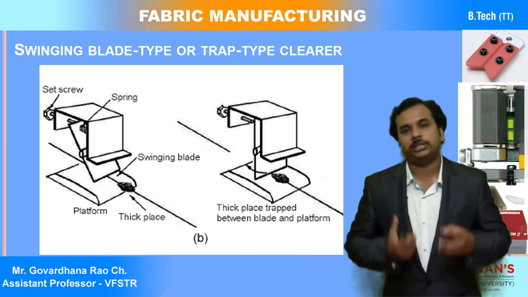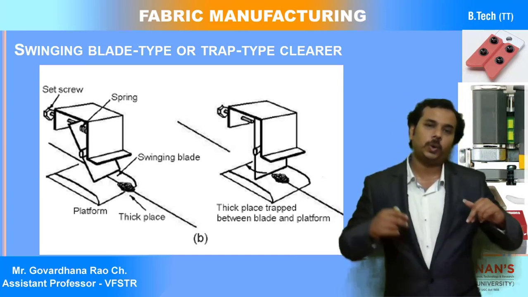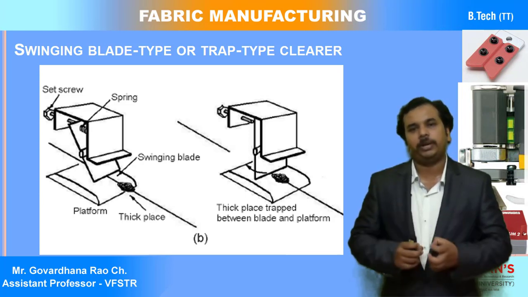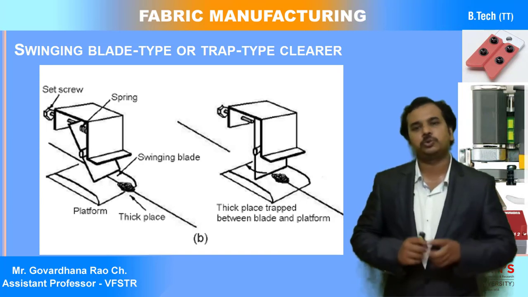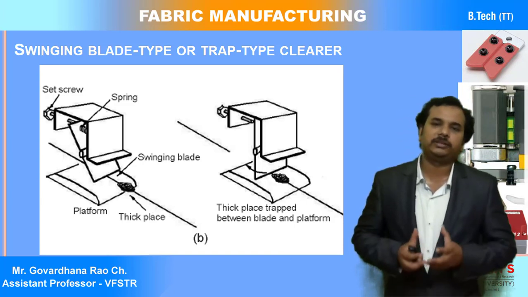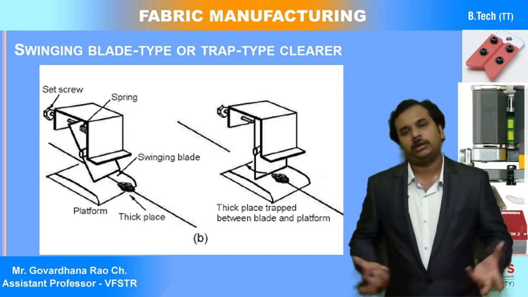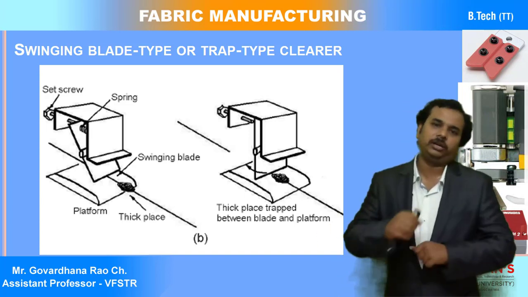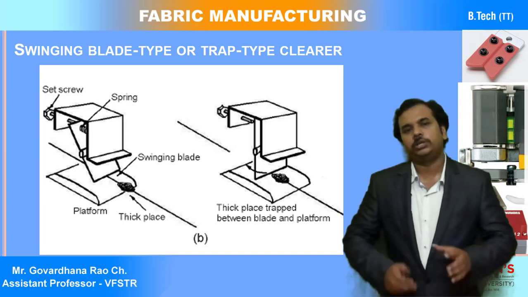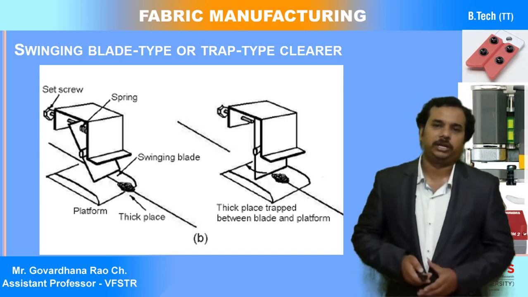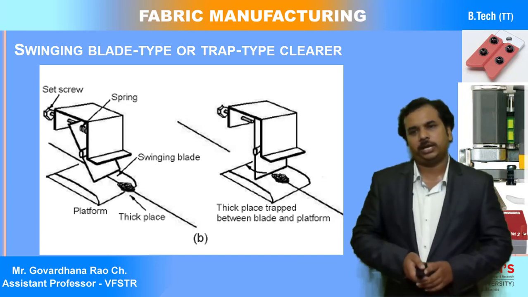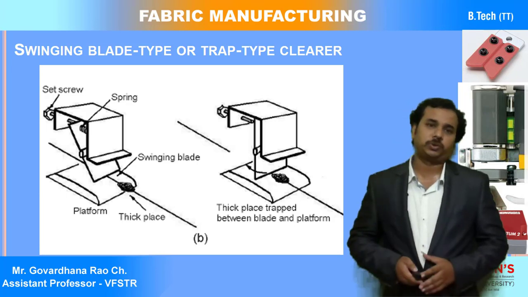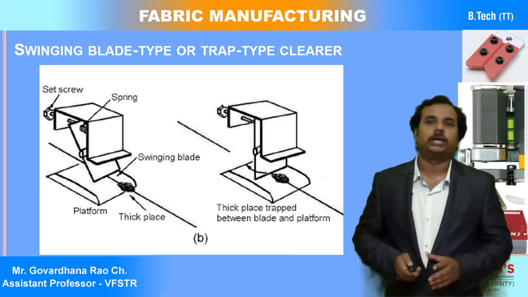And again, if you have a thick place, this swinging blade is going to restrict the movement of the yarn, so that the yarn is going to be trapped. That thick place of the yarn defect is going to be trapped in between the blade and the platform. After that, the yarn is going to break. Then the tenter needs to come, remove the fault and rejoin the two ends. This is how the swinging blade type of yarn clearers work. So what are the two types of mechanical yarn clearers? One is called the fixed blade type and the second one is called the swinging blade type of yarn clearer.